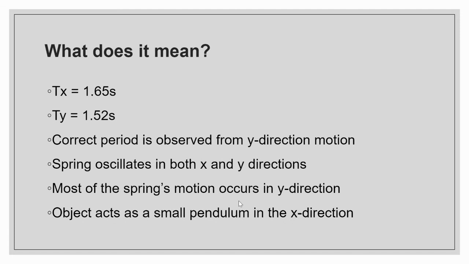However, in this particular lab, a reasonable conclusion would be that most, if not all, of the spring's oscillation occurs in the y direction. This could be because the object acts as a small pendulum in the x direction, in which the displacement is too small for the period of the spring's oscillation in that direction to have a big effect.